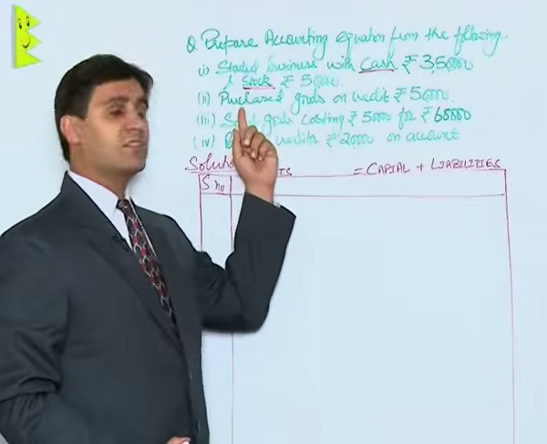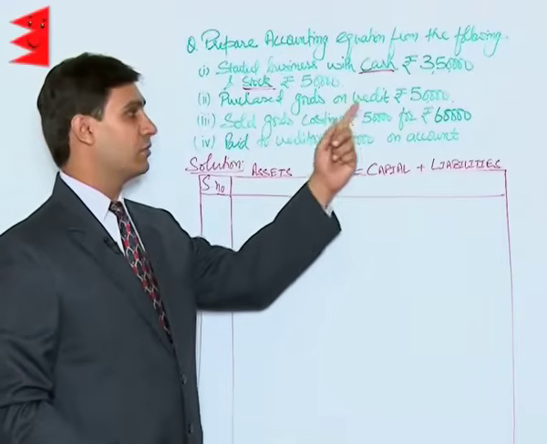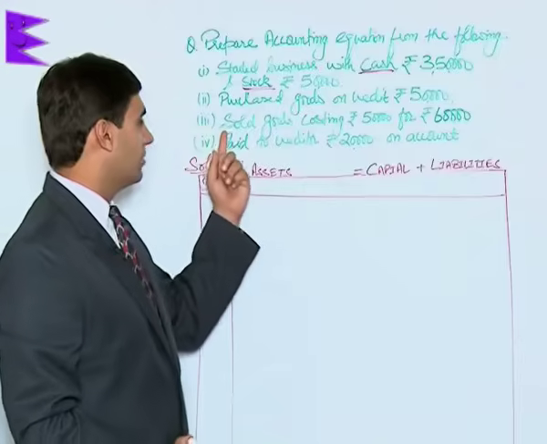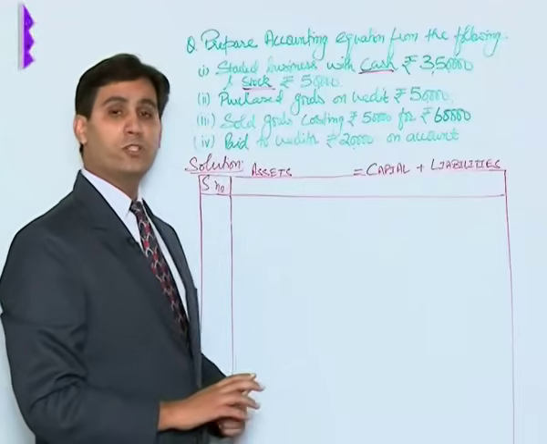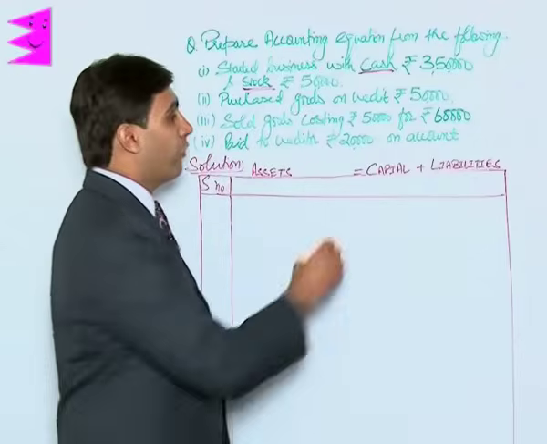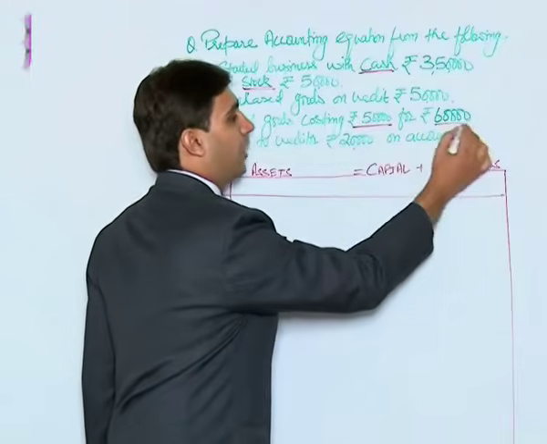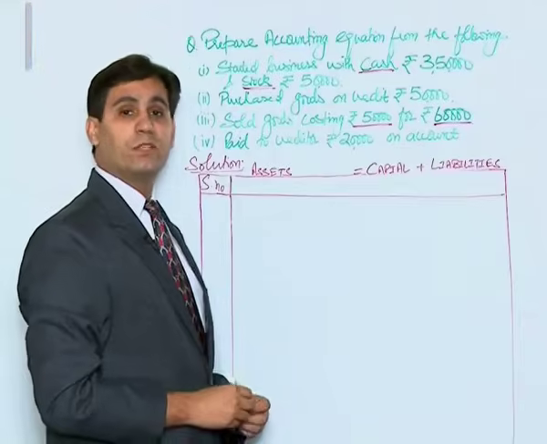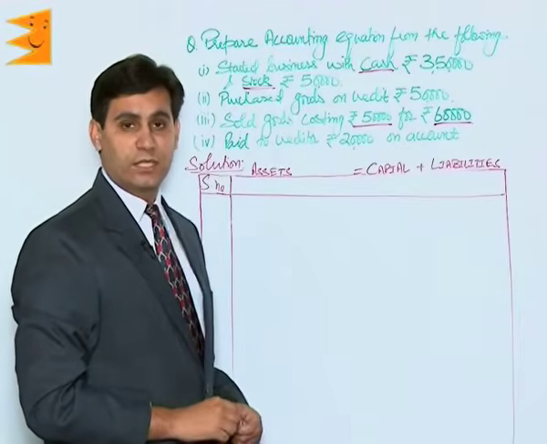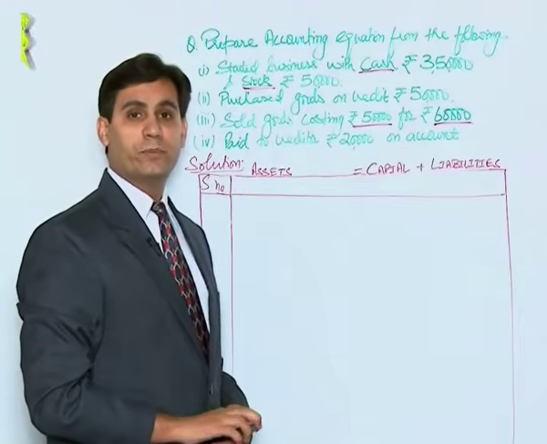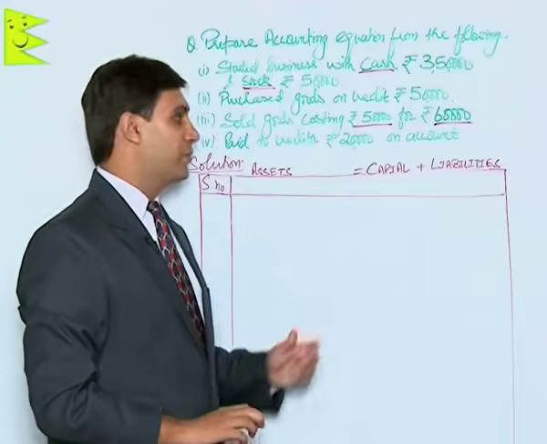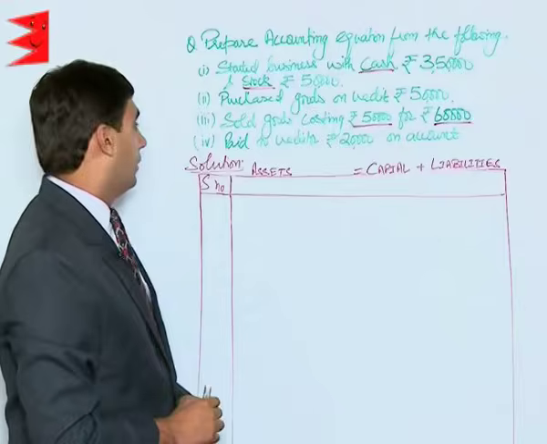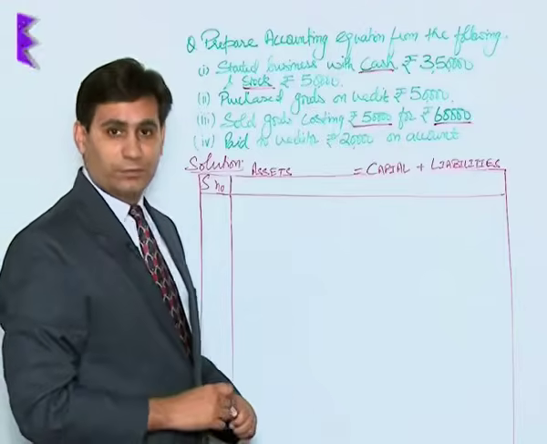Then the second transaction is a simple transaction, purchase goods on credit rupees 50,000. The third transaction is sold goods costing rupees 50,000 for rupees 60,000. Now as this transaction makes it clear, goods costing rupees 50,000 have been sold for 60,000. That means there is a profit of rupees 10,000 which must be shown in the balance sheet or in the accounting equation.